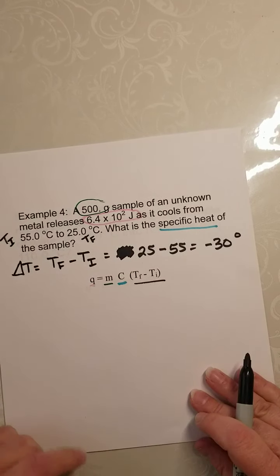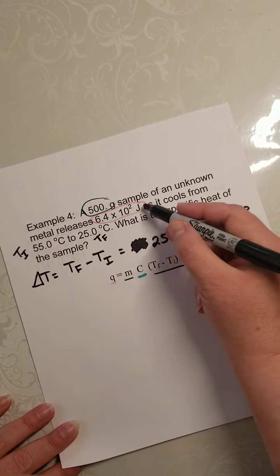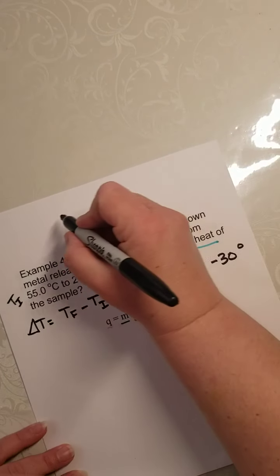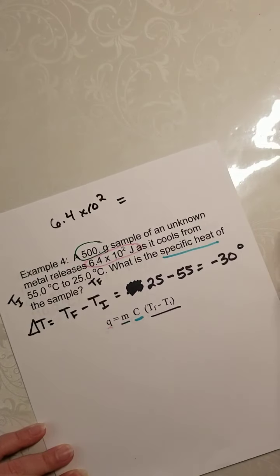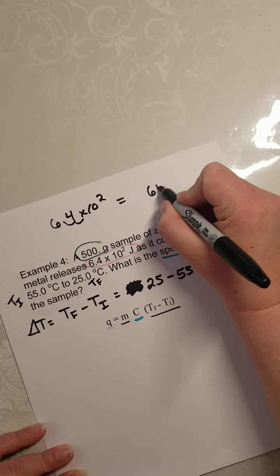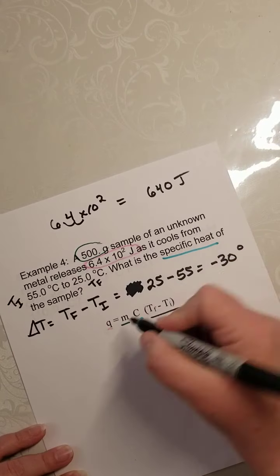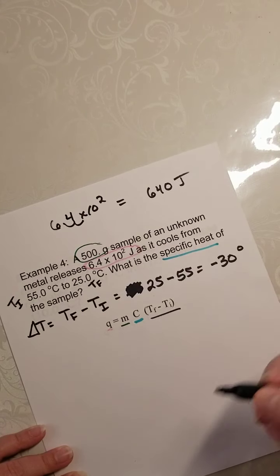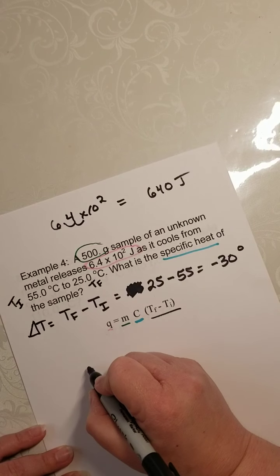Okay? So we have our joules. And remember, if you're uncomfortable using scientific notation, just take it out of scientific notation. 6.4 times 10 to the second is the same thing. We just take that and we move it 2 over. So we have 640. That's it, 1, 2. So that is the same thing. So I'm just going to use the 640 joules. It's easier to put in the calculator, but it's literally the same thing.